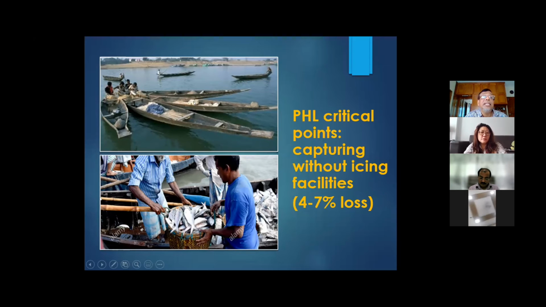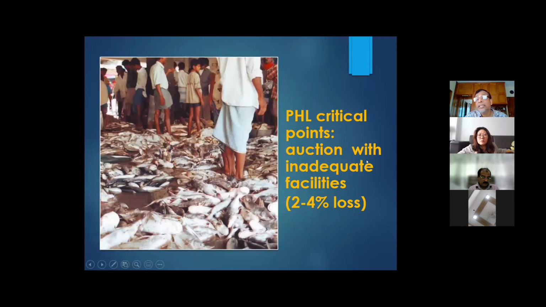For example, our inland capture fishing boats don't use ice or ice boxes. They fish from 2 hours to 12 hours before landing fish. In that long time, due to lack of icing, fish get deteriorated, and this incurs 4 to 7% loss, as we have calculated. Another critical point is auction with inadequate facilities. Only some awareness and some very simple technology, if upscaled, can reduce this loss. Here, the loss incurred is 2 to 4%.